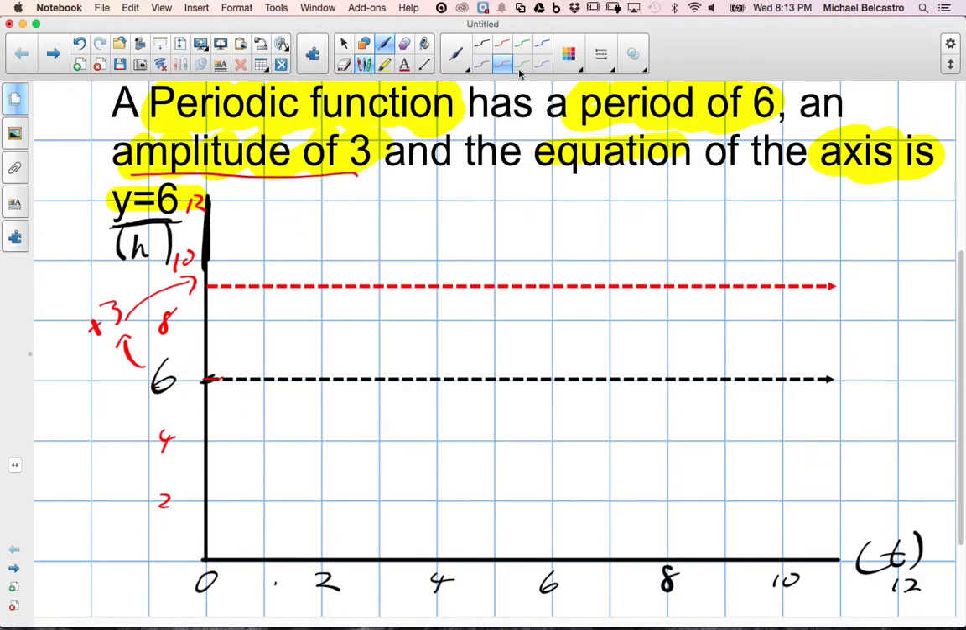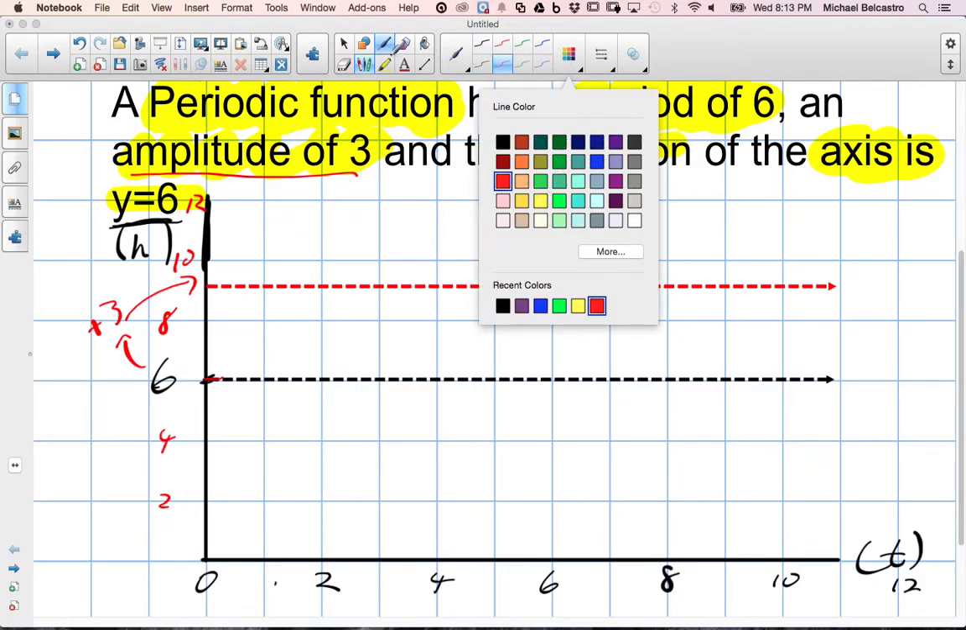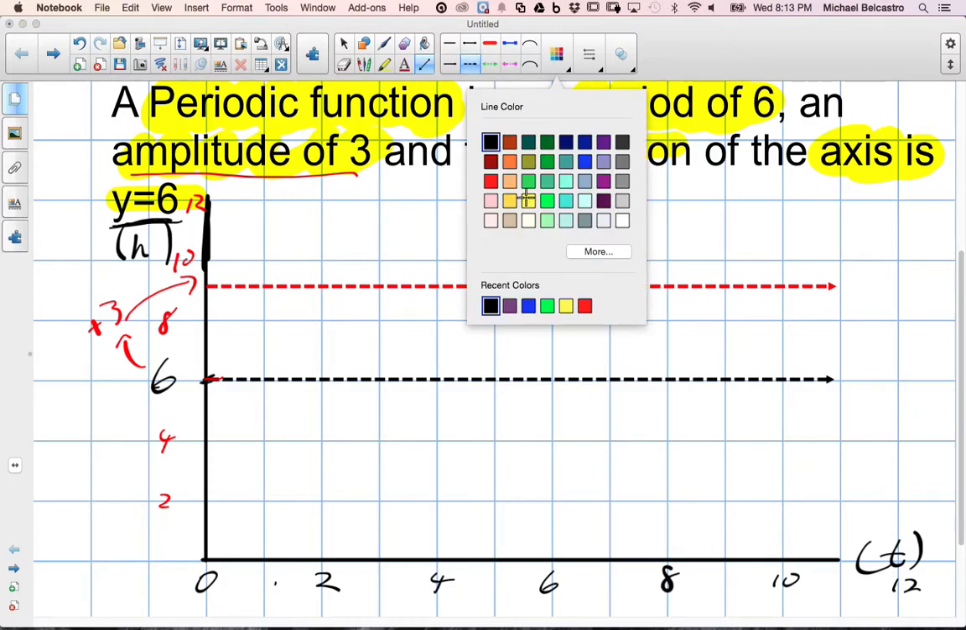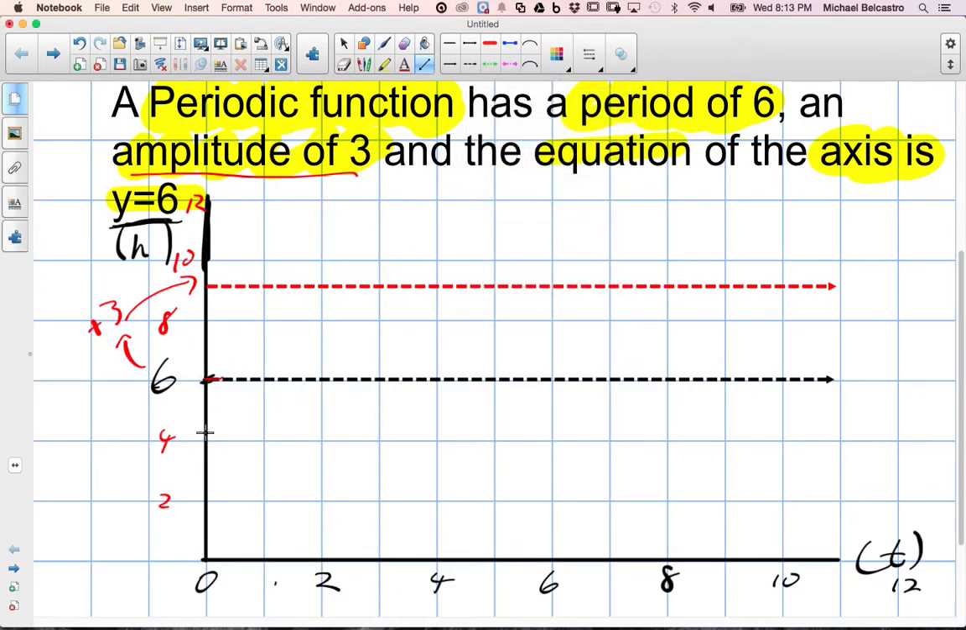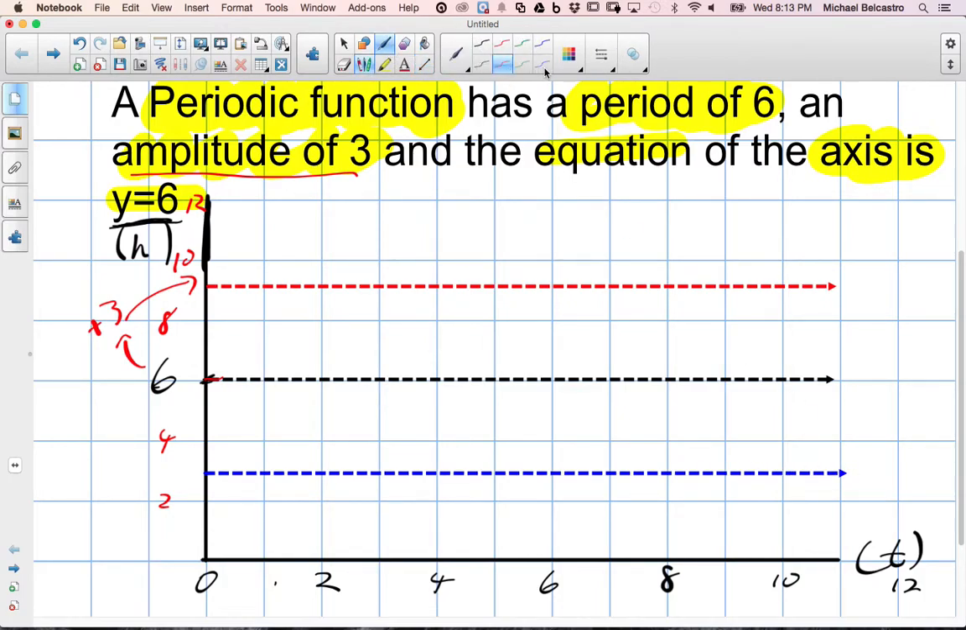And our trough, the lowest point, we'll do it in blue. Okay, we would subtract 3, so it's going to be at a value of 3. And I know it's at 3 because I do the same thing, except I subtract 3 to find out the lowest part of it.